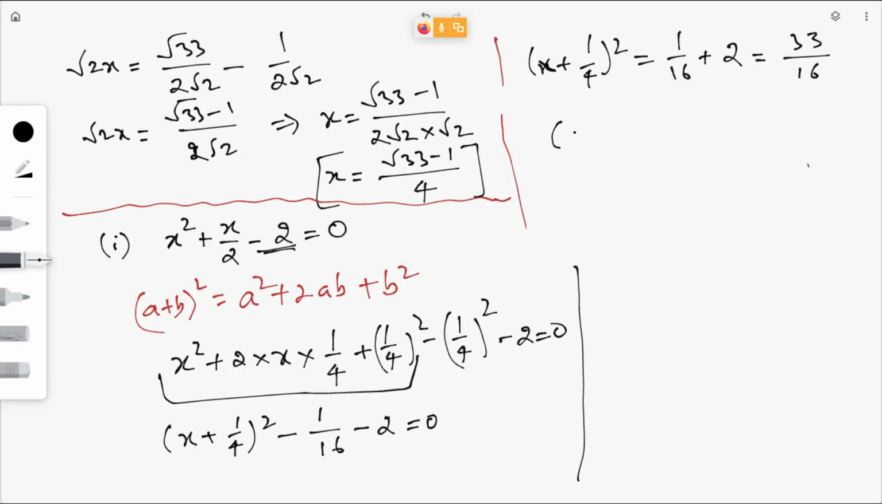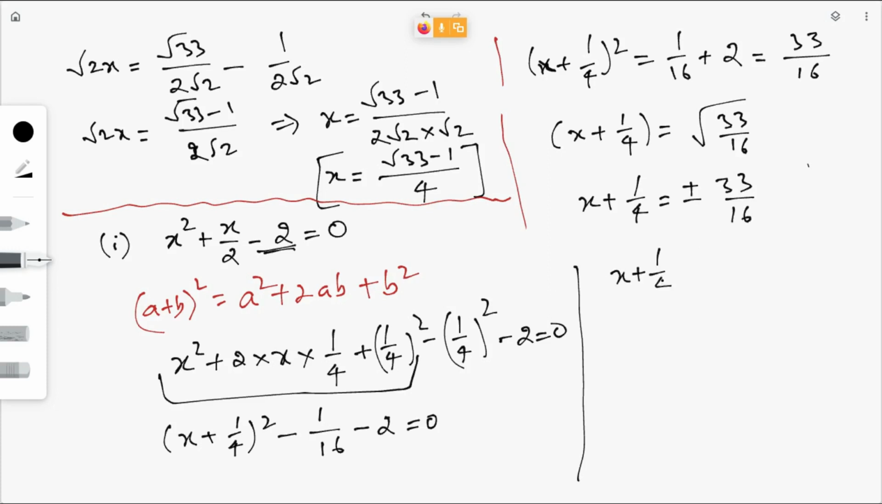So next step, x plus 1 by 4, if you take root of 33 by 16. Okay, so what is root of 33 by 16? x plus 1 by 4 is equal to plus or minus root 33 by 4. Okay, now x plus 1 by 4 is equal to root 33 by 4, plus or minus.